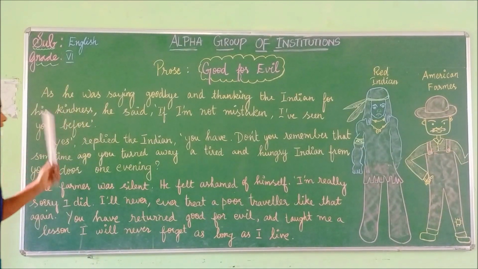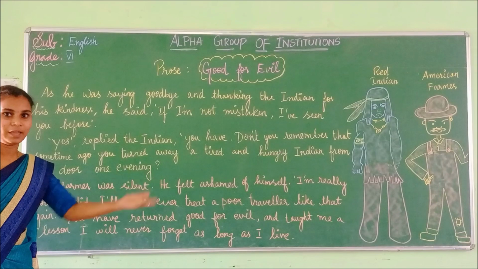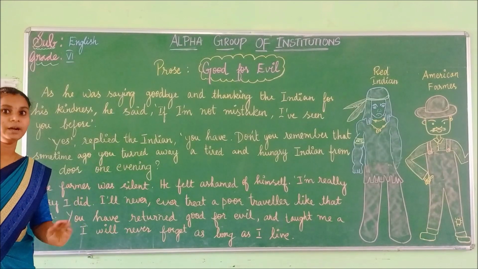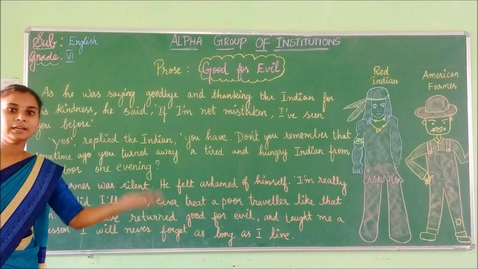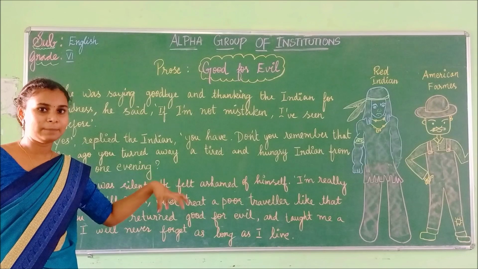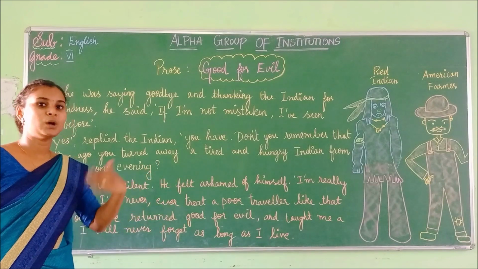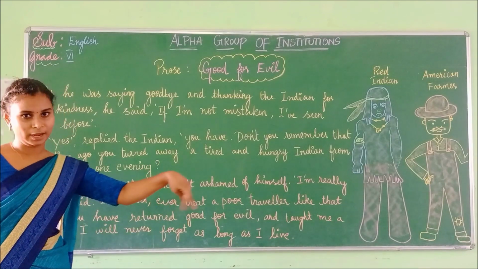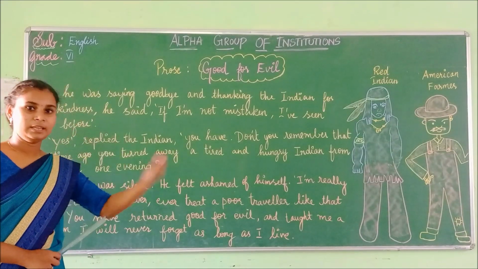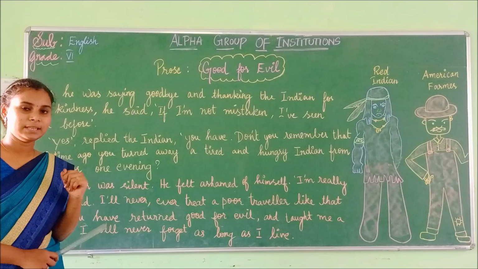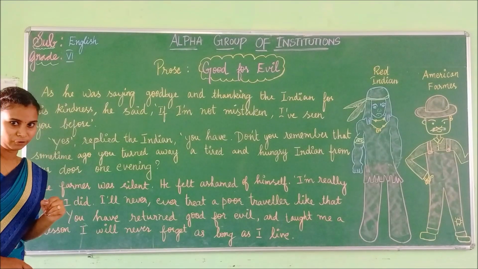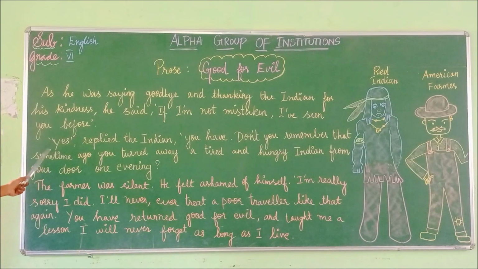So he is saying that when he was saying goodbye and thanking him, so he has helped, right? The Red Indian has helped the American farmer by giving him food and giving him a place to sleep in his hut, right? After that, he showed him the way to his farmhouse. So when he is thanking that Indian, he is saying, "If I am not mistaken, I have seen you before." Okay, let's see what happens next.